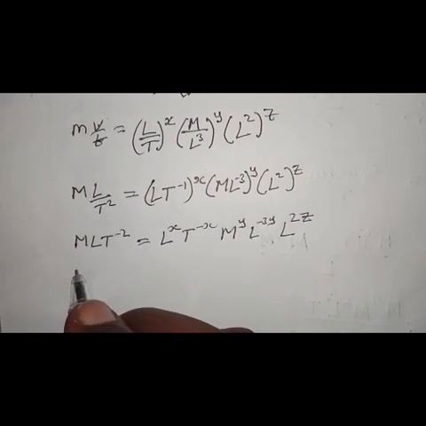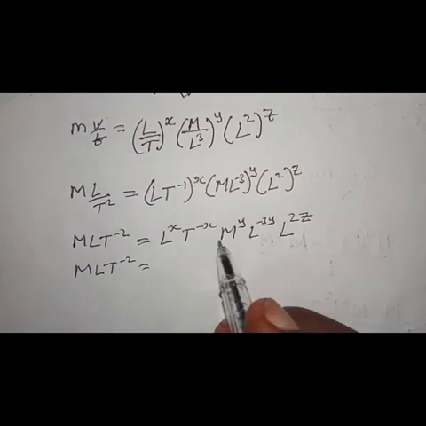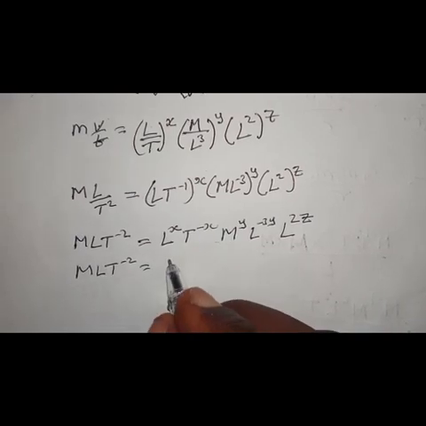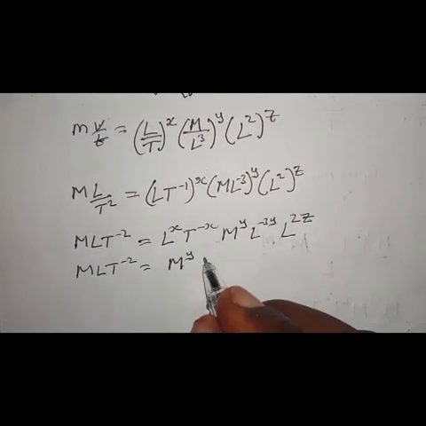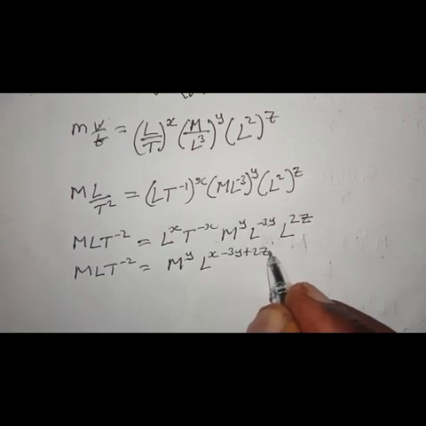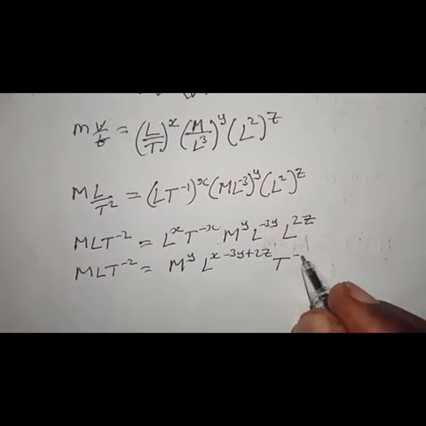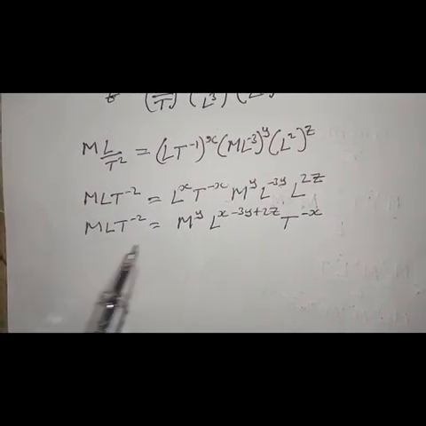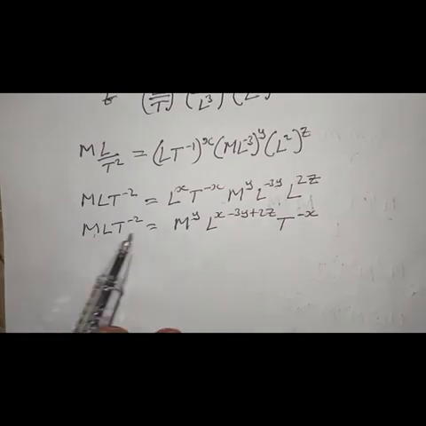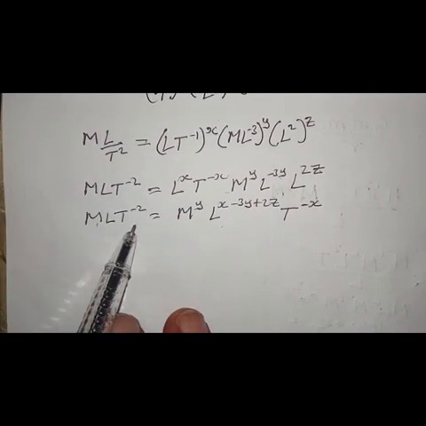So having done this, the left hand side remains m Lt raised to power minus 2, while on the right hand side we collect like terms. We have only one m here, so we'll say m raised to power y. Then put the L's together, we have L raised to power x minus 3y plus 2z. From the law of indices, you add the powers. Then t, here we have t raised to power minus x. So having put these together to have just m L t, what we need to do is to compare the left and the right hand side of the equation. So m here and m here will be compared, L here and L here will be compared, while t and t will be compared.